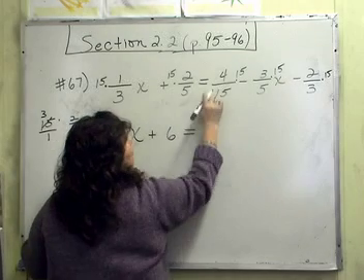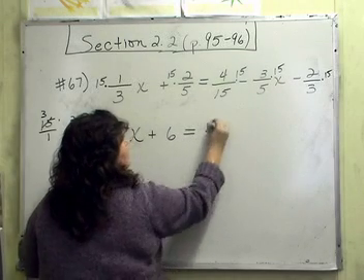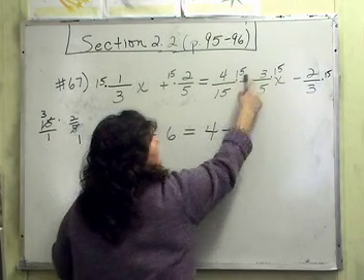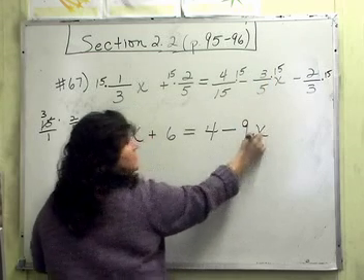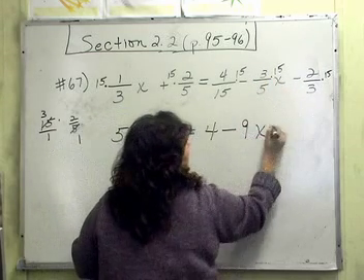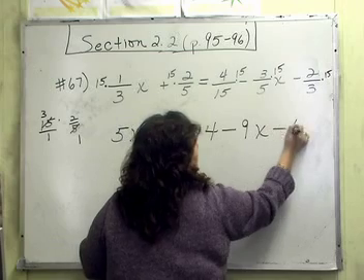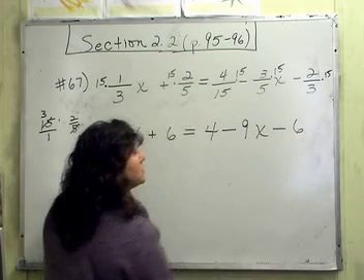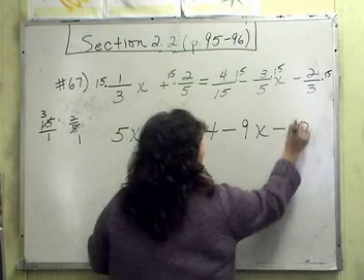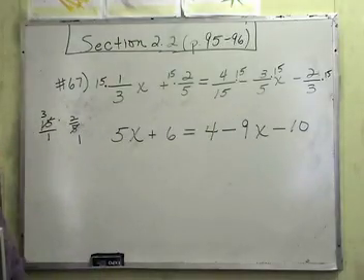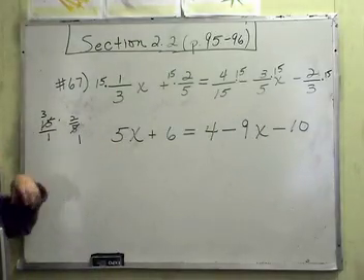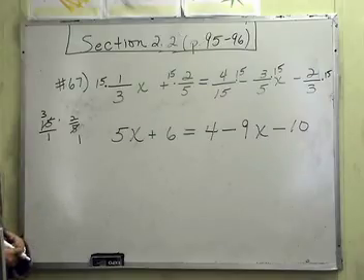Equals 4 15ths times 15 will be 4, minus 3/5 times 15 will be 9x, negative 2/3 times 15 will be minus 10. By multiplying by the common denominator, we now see we have integers, much friendlier to work with.